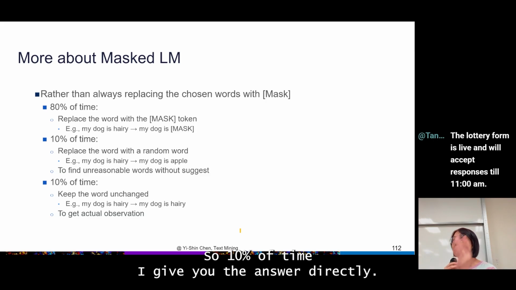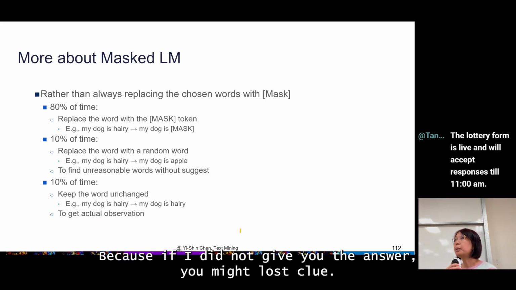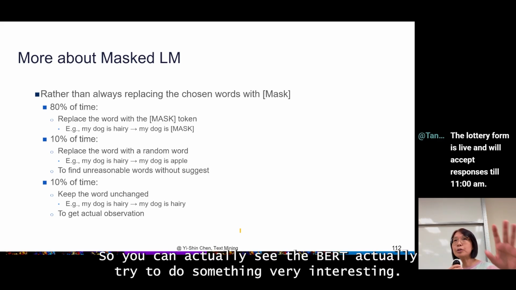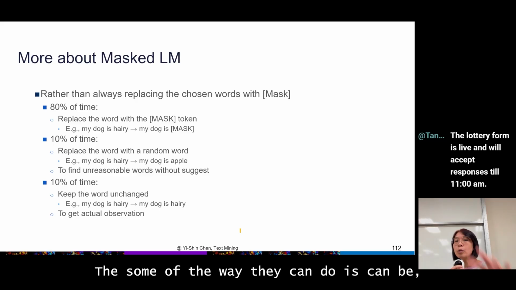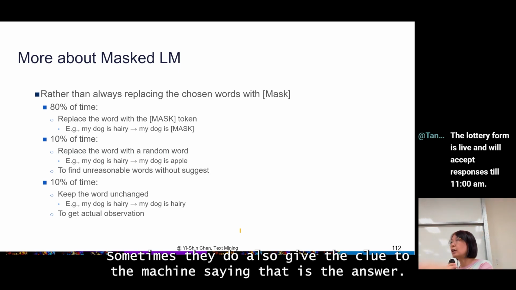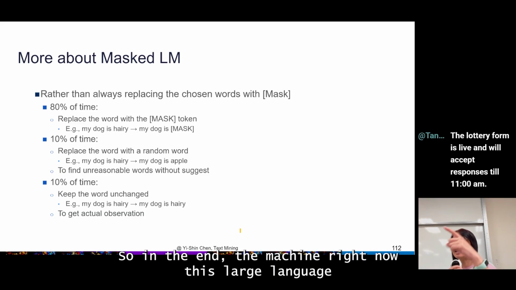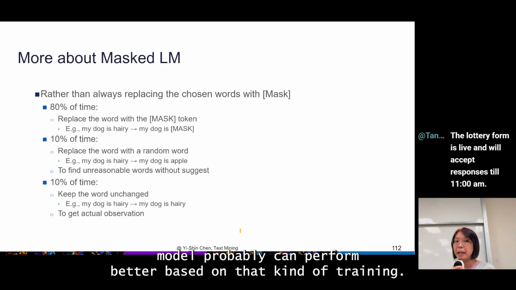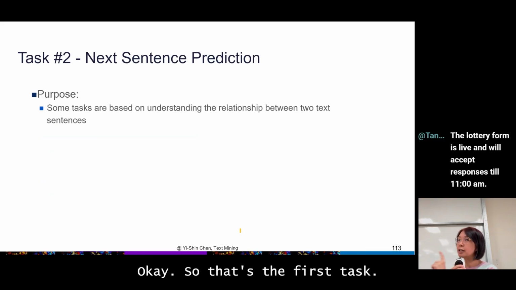So 10% of the time I give you the answer directly, because if I did not give you the answer, you might lose the clue. So you can see BERT actually tried to do something very interesting. Some of the ways they can do this alleviate and reduce the chances of overfitting. Sometimes they also give the clue to the machine, saying that is the answer, 10% of the time. So in the end, this large language model can probably perform better based on that kind of training. Okay, so that is the first task.